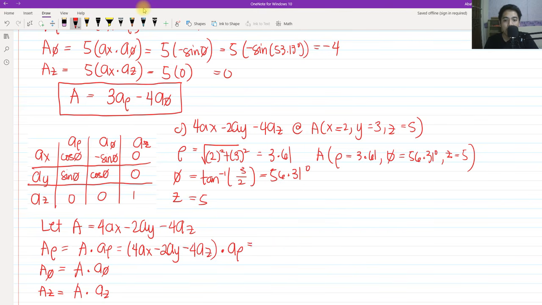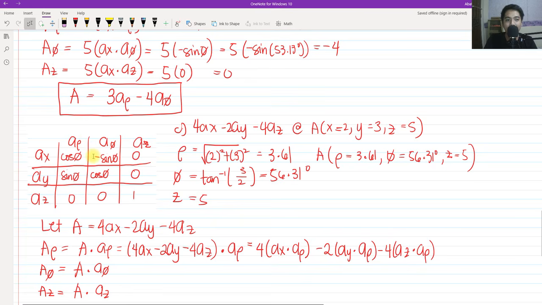So this would result into 4ax dotted by a rho minus 2a sub y dotted by a rho minus 4a sub z dotted by a rho. Okay, so again, we have here our values for the dot product of different rectangular coordinates and the cylindrical coordinates. So this is what we are going to refer to. Okay, and we're going to use the values of the phi here for our calculations.